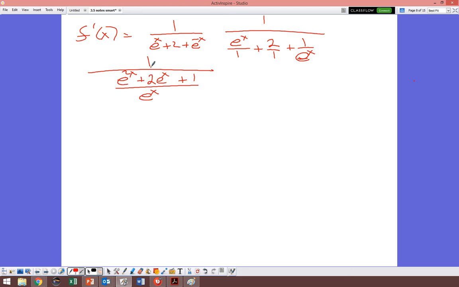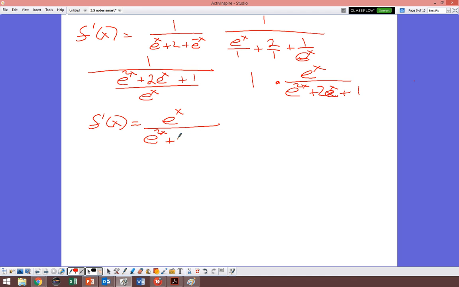Now I have this over this, so I multiply by the reciprocal. It's going to be 1 times e to the x over e to the 2x plus 2e to the x plus 1. So f prime of x is equal to e to the x over e to the 2x plus 2e to the x plus 1.